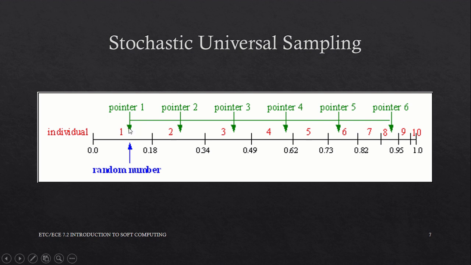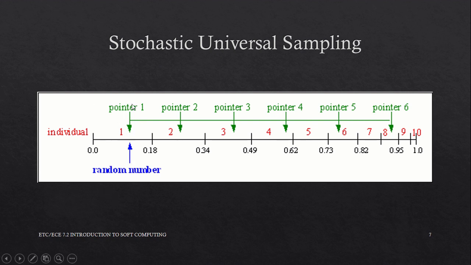So if you observe, we do not have to randomize all the pointers. Instead, the randomness lies in the position of only the first pointer. The remaining pointers are spaced appropriately, uniformly from the first pointer. So, having only the first pointer as a random value is sufficient. Remaining pointer positions can then be calculated with respect to the first pointer. Now I hope the meaning of SUS is justified. Stochastic universal sampling.